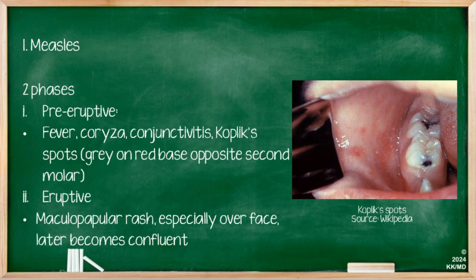So let's now take each of these viruses in turn, and I'm going to start with measles. This really comprises two phases which you need to be aware of. The first is the pre-eruptive phase, and the second is the eruptive phase. In the pre-eruptive phase, people with this condition will get fever, coryzal symptoms, conjunctivitis, and Koplik spots, of which there is a picture on the right-hand side. These are grey on a red base, and usually occur opposite to the second molar, so that's really how you can best identify them. In the second eruptive phase, a maculopapular rash is present, particularly over the face, and later this becomes confluent in nature.